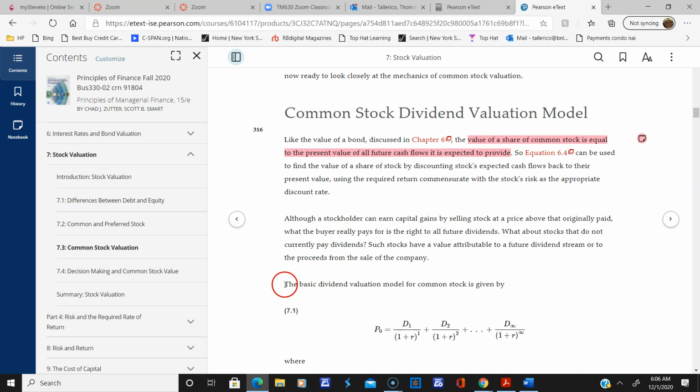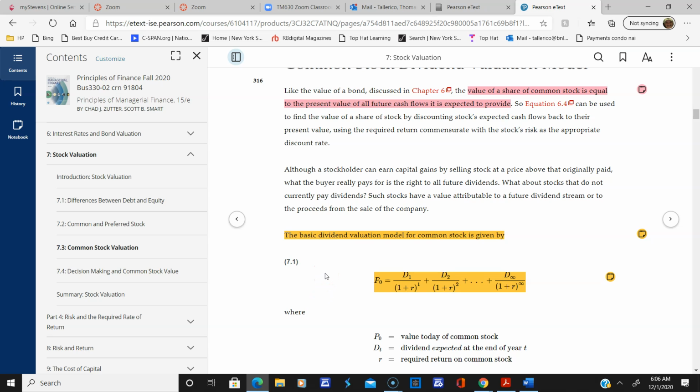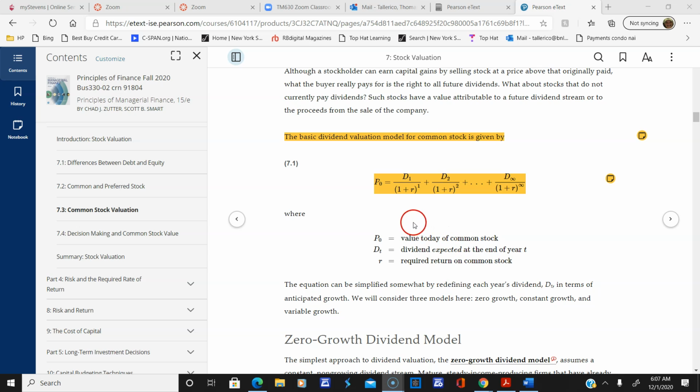All right, so let's look at equation 7.1 here. The basic dividend valuation model is this equation right here. In the numerator, you can see the stream of dividends, right? See them all? Infinitely. Technically, stocks have an infinite life, technically anyway. And here is your required return on that stock. You've seen this equation before with regards to bonds. So this is the value today of a share of common stock.